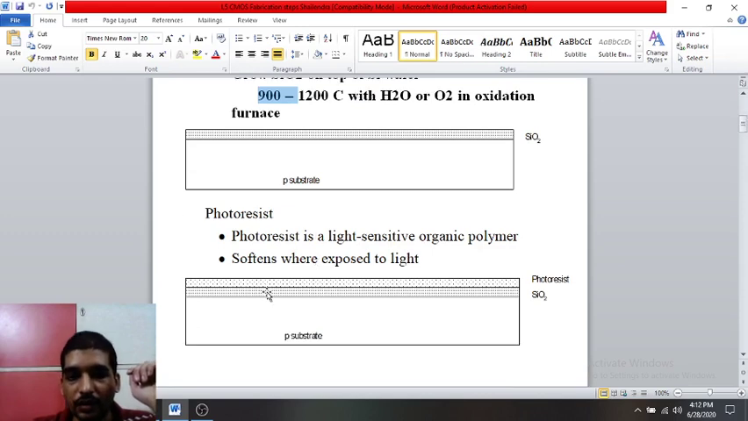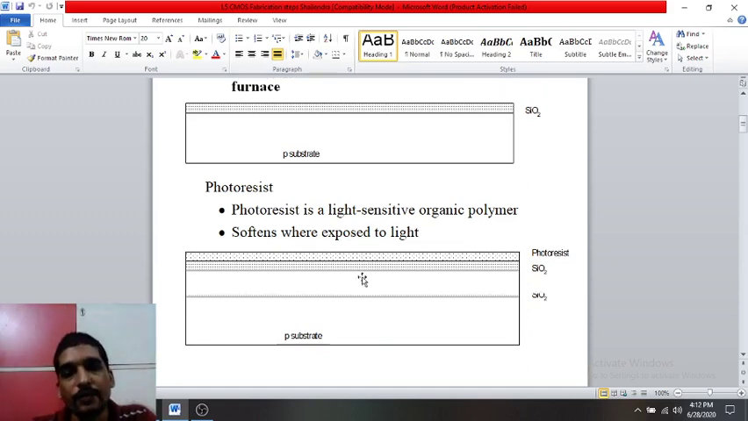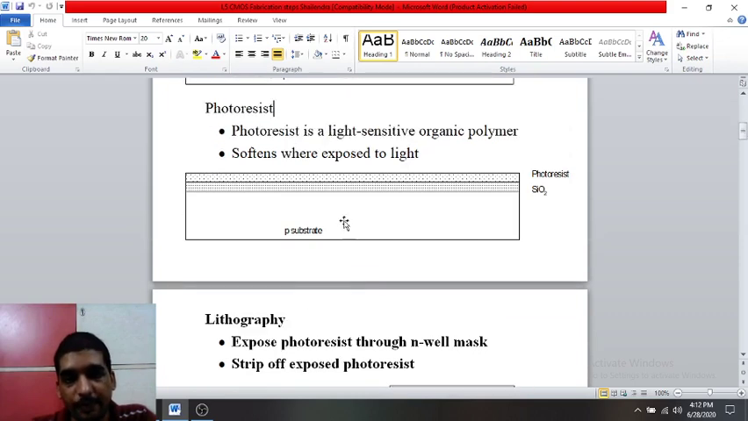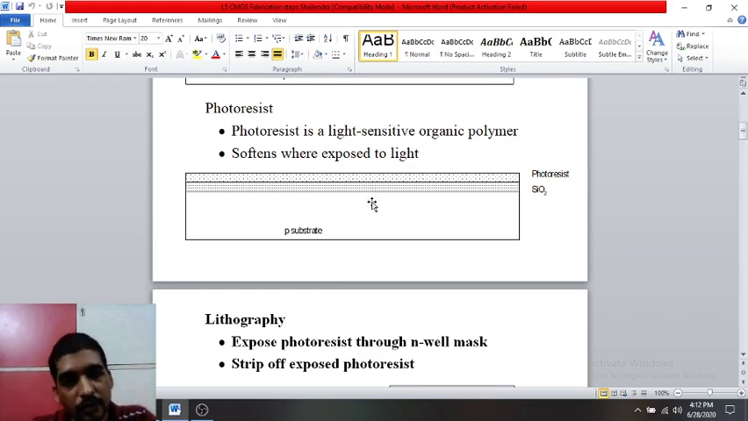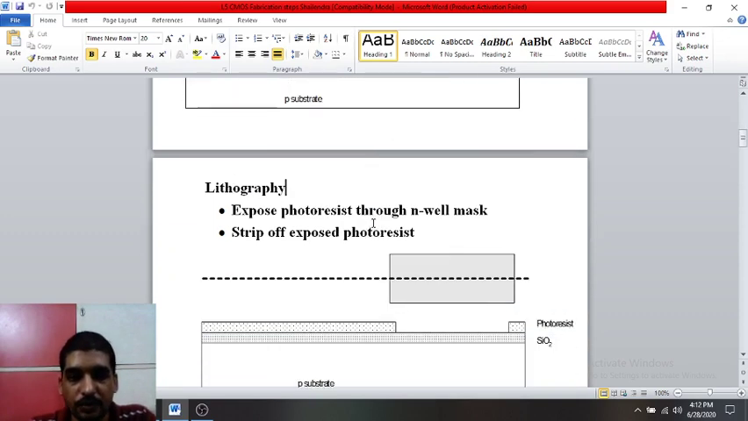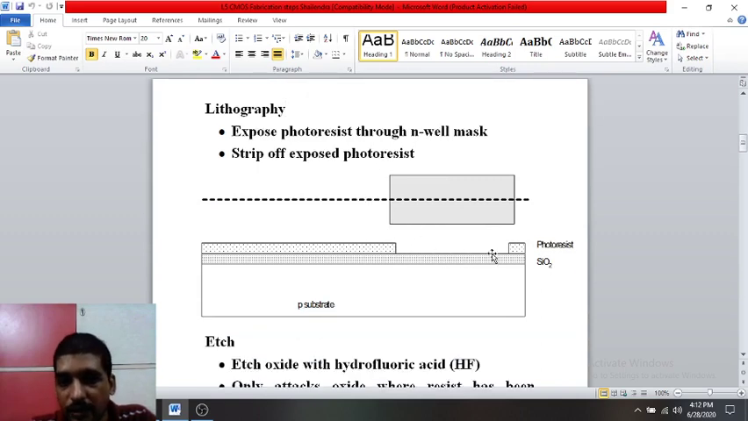Now we will cover the thick oxide layer with a photoresist. You can see here, photoresist is a light sensitive organic polymer, which softens when exposed to light. We have already discussed these points in the last CMOS fabrication session. The purpose of depositing the photoresist layer here is lithography. That means we are patterning: we are going to remove this oxide from some portion and keep it at some places, for the purpose of the next stage, that means anvil development, anvil creation.